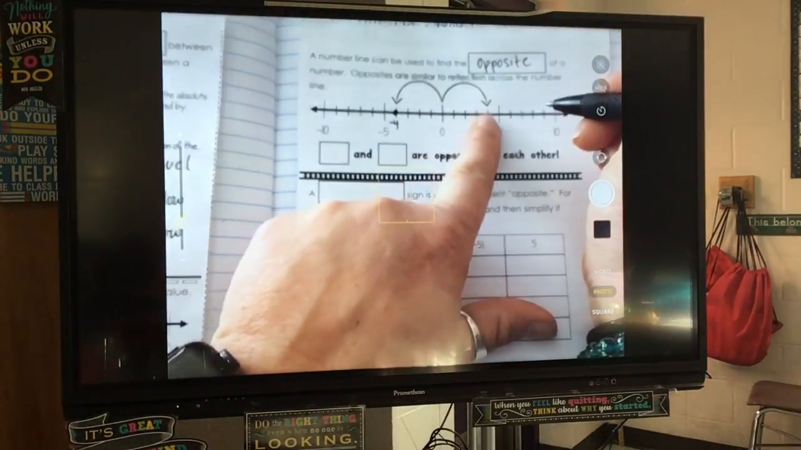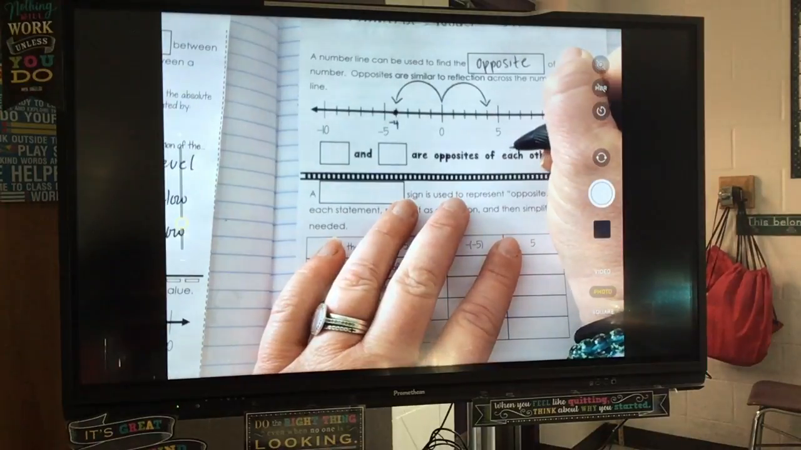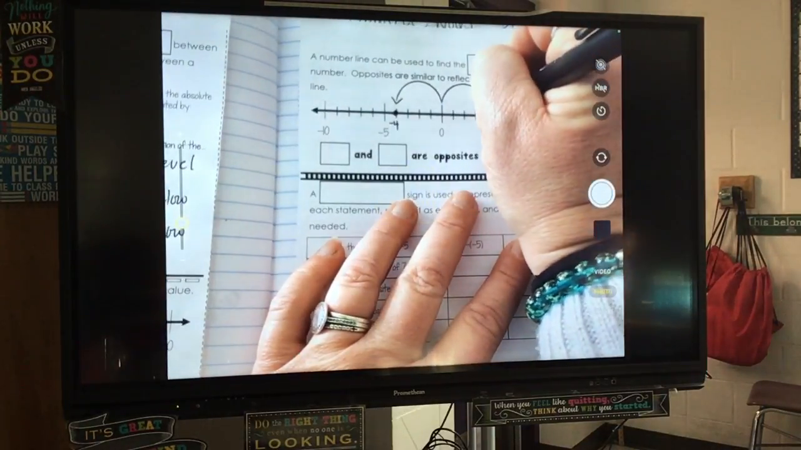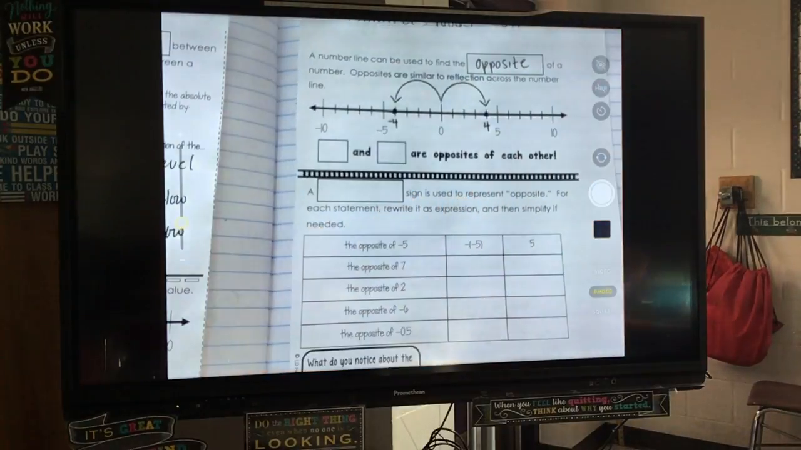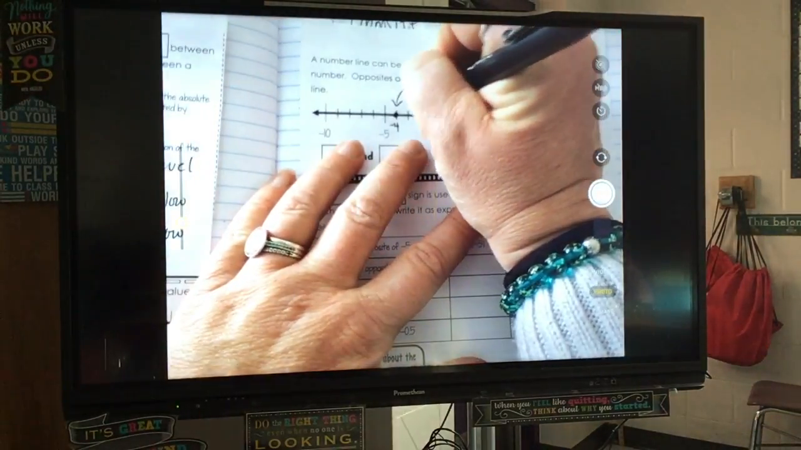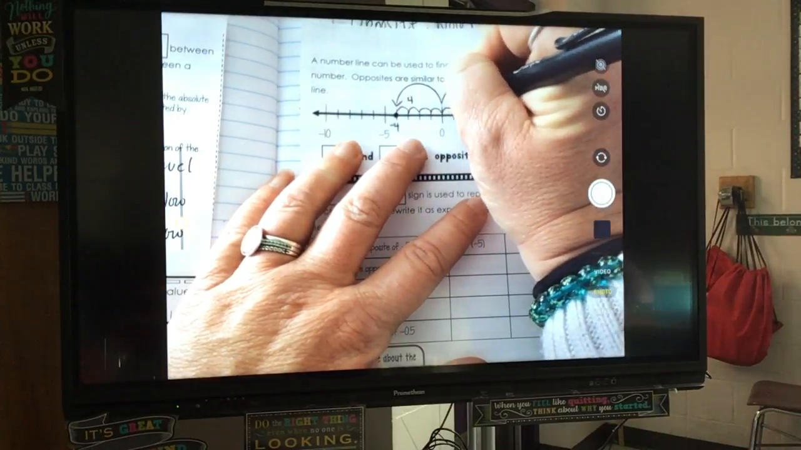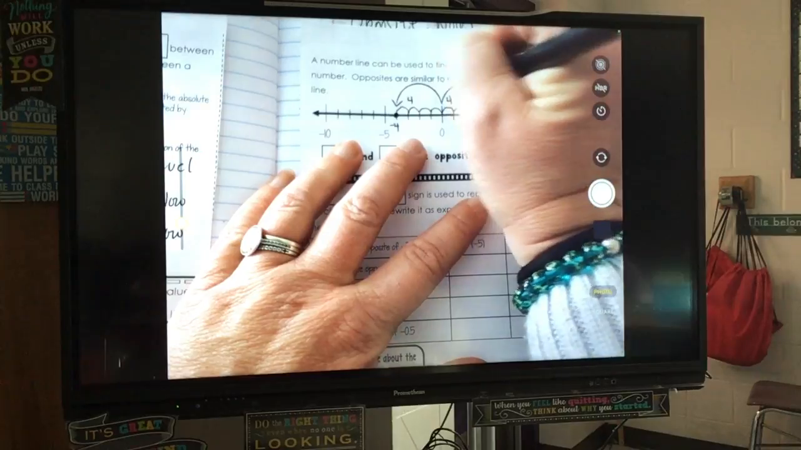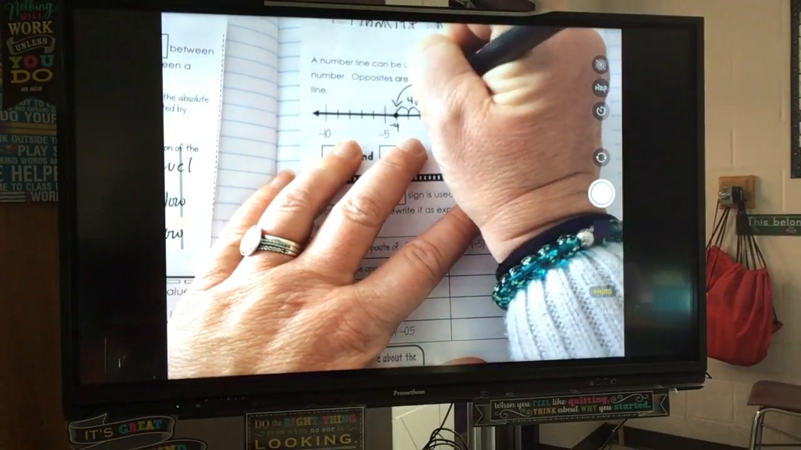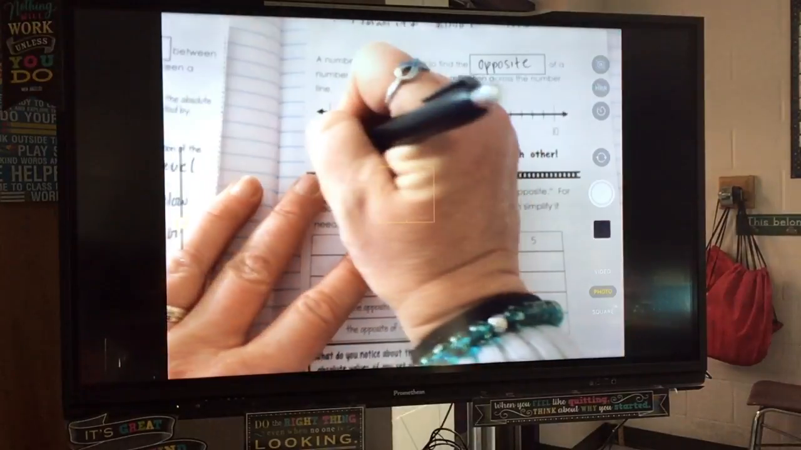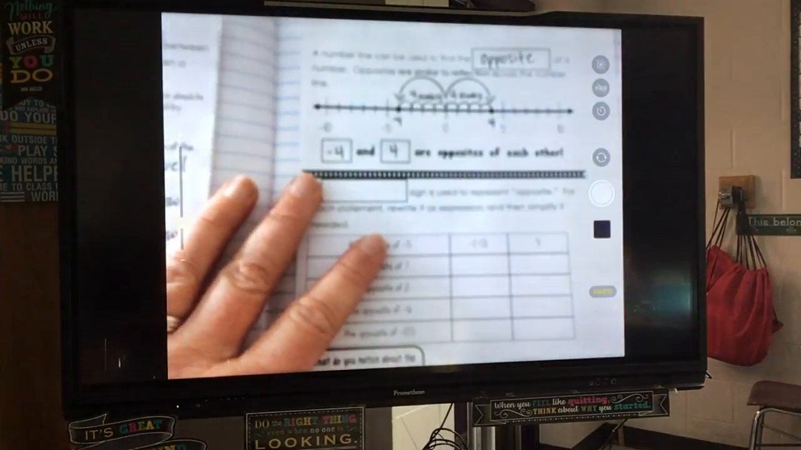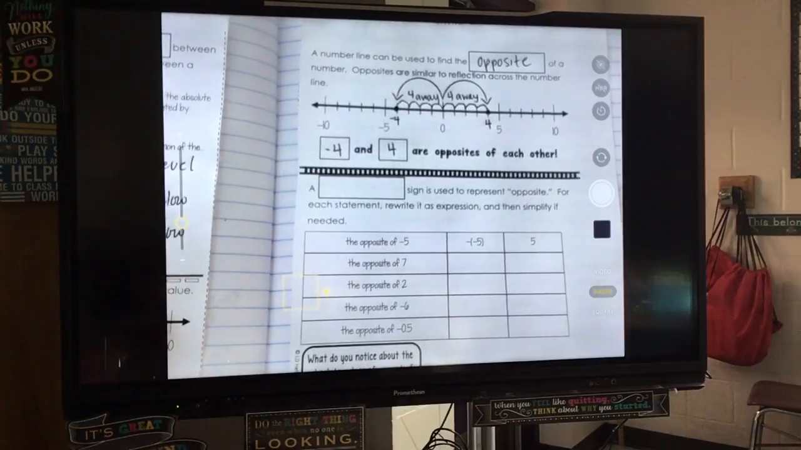All right, and then this arrow is pointing to what number on the right side? Indira? 4. Okay, so essentially this is saying that negative 4 and 4 are opposites. Do we know why negative 4 and 4 are opposites? Addie? 4. Right, so this is 4 and this is 4. So 4 away from 0 and 4 away from 0. So therefore, negative 4 and 4 are opposites of each other.